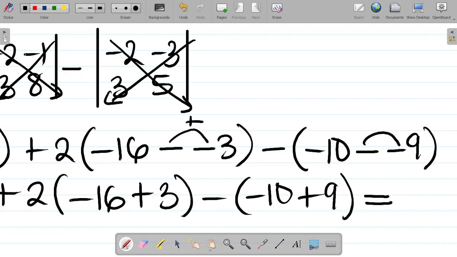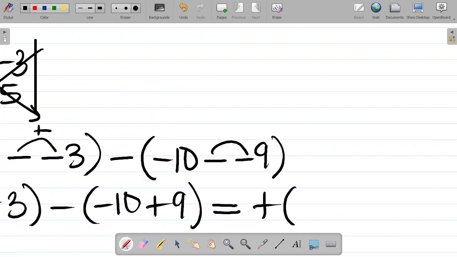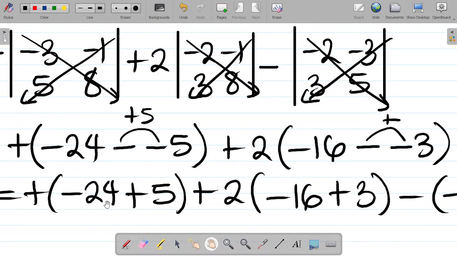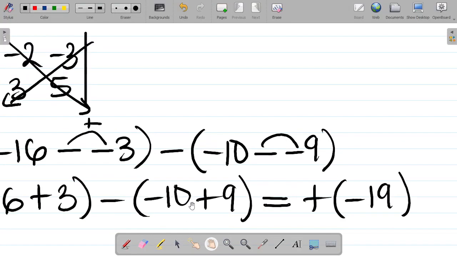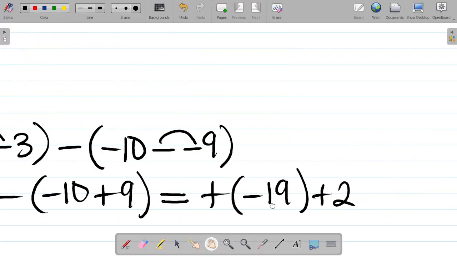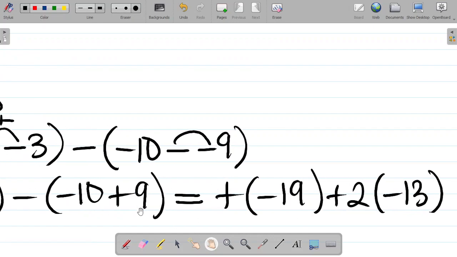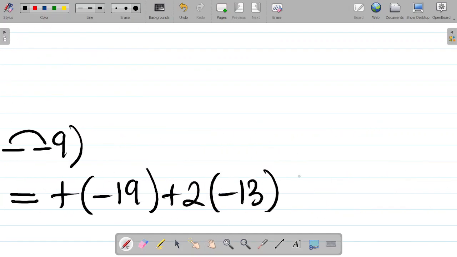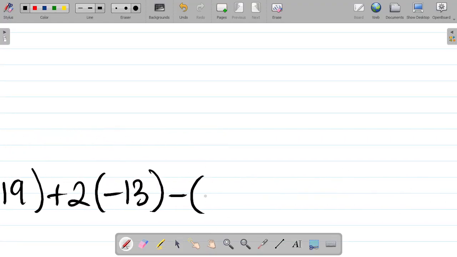All right, let's proceed with this. This is equal to plus into, in my bracket I have minus 24 plus 5, and that gives you minus 19. Next up you have plus 2 into, what do I have there? Minus 16 plus 3, that's minus 13. And then minus into minus 10 plus 9 gives you minus 1.